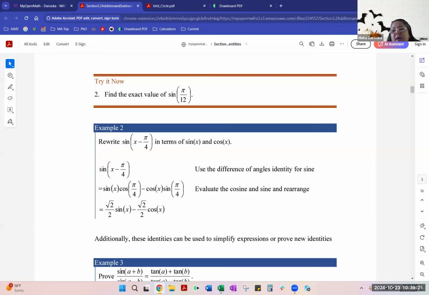So questions on, of course, first breaking down the pi over 12? So we could come up with those two separate angles, and then just going through the process of using the identity to simplify and find our exact value. Did anybody have any questions on that?